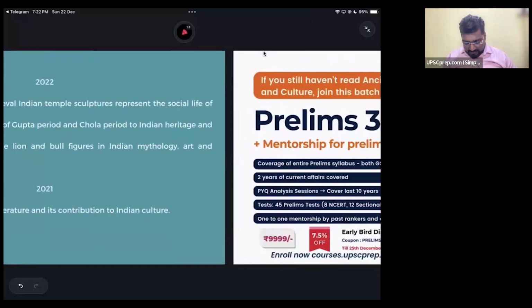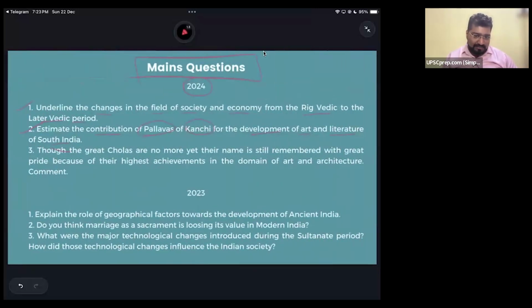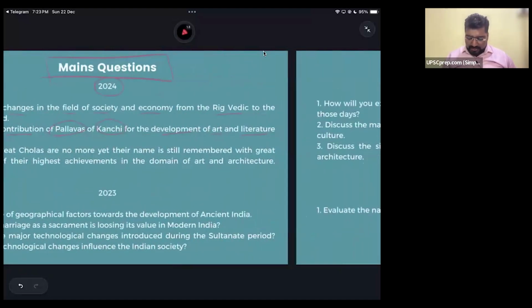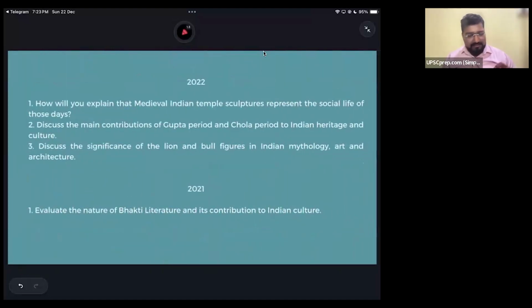So these are a number of questions which you will see over here, right? Mains in 2023, like 3 questions were there. 2022, 3 questions were there. 2021, a single question was there, right? With respect to the nature of Bhakti literature.